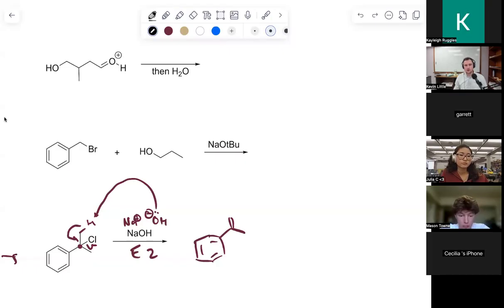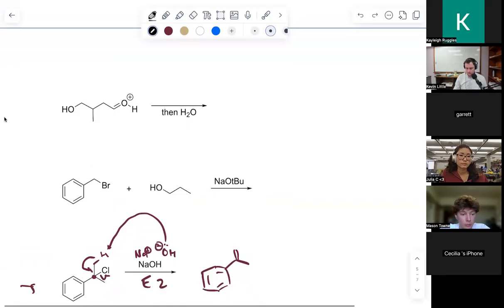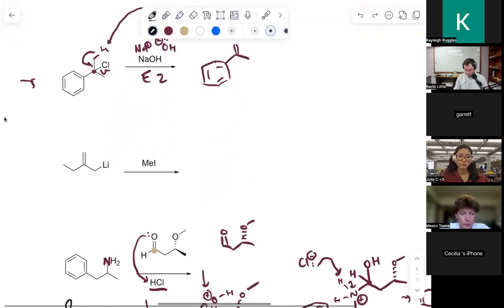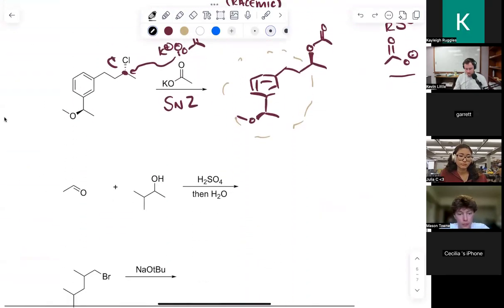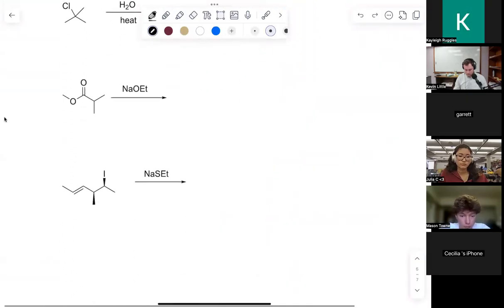When you see a problem like that, if there are two things and then a base or nucleophile, are you always going to start by making the nucleophile better and then doing the SN2 E2 thing? Okay, let's talk about it. Where's another example?